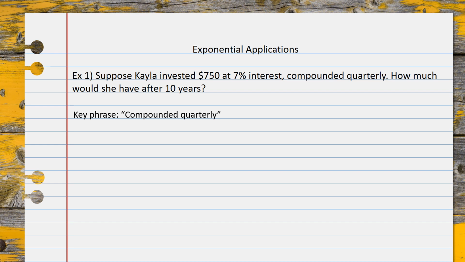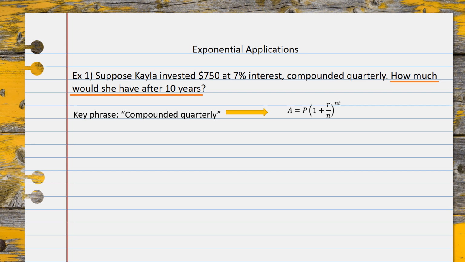Well, automatically, because you see that phrase, we are going to use the compound interest formula of A equals P, parentheses, 1 plus R over N, close parentheses, raised to the power of NT. So that's going to be our plan, but what actually are we looking for? So go back and find the question. Notice it says, how much would she have after 10 years?